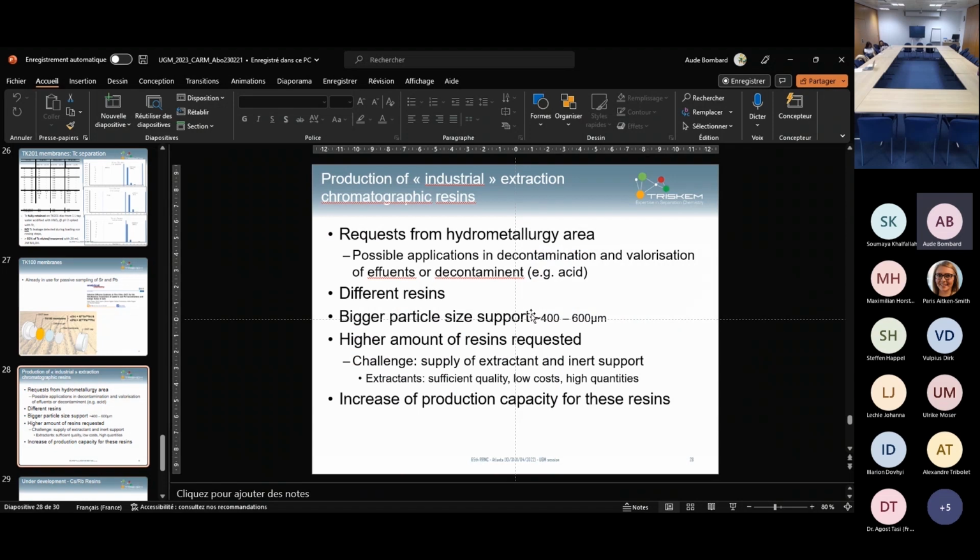Another topic that we have at the moment is the production of industrial extraction chromatographic resin. These are coming from requests from the hydrometallurgy area. The idea is to see how to transpose the resins we have now, the ones that are of interest, onto a bigger particle size support and in higher amounts. The challenge here is to have a good supply of extractant and of inert support at sufficient quality, lower cost, and high quantities. For this, there was an increase of production capacity to make sure that we can provide bigger quantities.